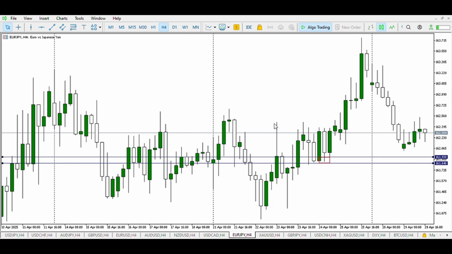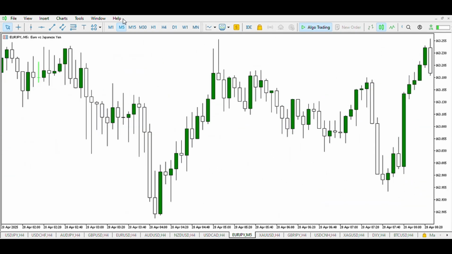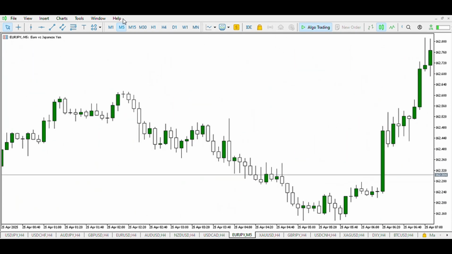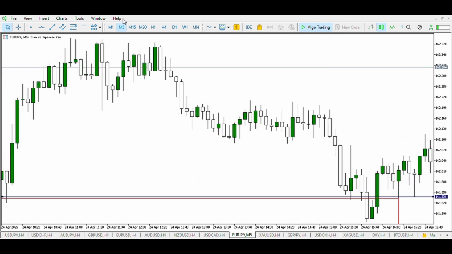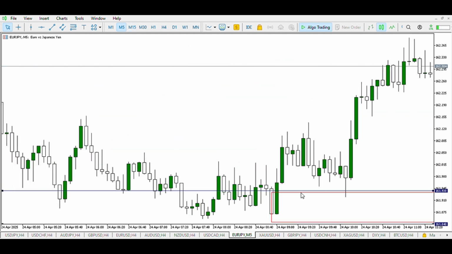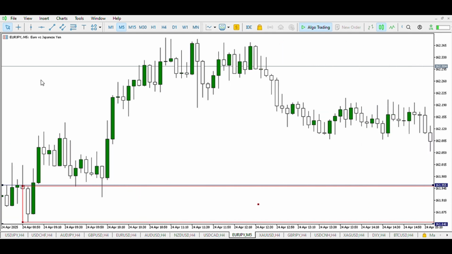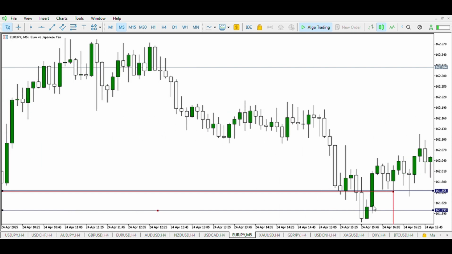We can even go lower, as low as the 5 minutes, to refine it further. So it depends on how you want to have it. So you can see on the 5 minutes, there's another block right here. I'll mark it and just mark 50% again. Just mark the 50% of this block. You can see price still came through.